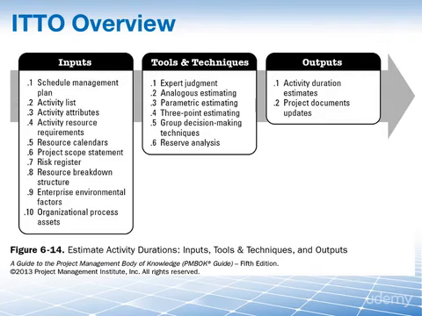Let's take a brief look here at the ITTO overview from the PMBOK guide, our inputs, tools, techniques, and outputs for the estimate activity duration process. And one thing that's immediately obvious is the incredible number there of 10 inputs as well as 6 tools and techniques that are used in the process. The main output is the activity duration estimates, as you might expect from a process that is called estimate activity durations. But also important are any project document updates, which are then required as a result of going through this process. Let's take a look at the details.